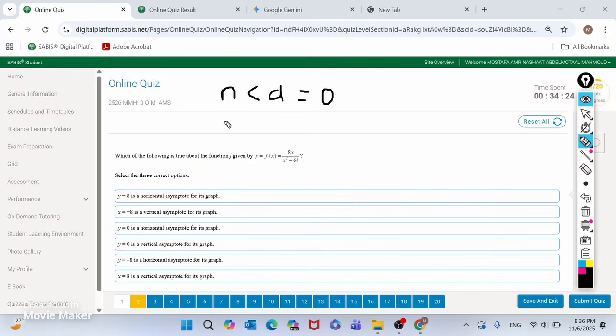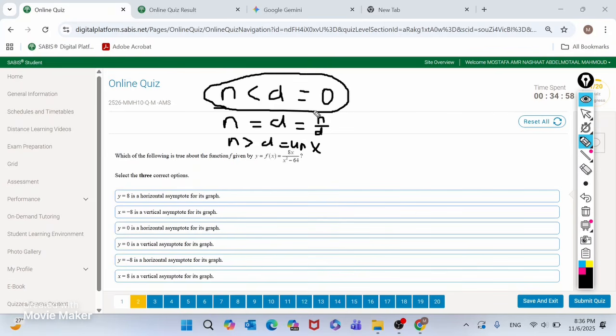But if they were equal, for example, if the degree of the numerator was equal to the degree of the denominator, you do the coefficient of the highest degree in the numerator over the coefficient of the highest degree in the denominator. And if the numerator's degree is greater, then it's undefined. So here it's this case. The degree of the denominator is higher than the degree of the numerator, which means the horizontal asymptote is equal to 0.